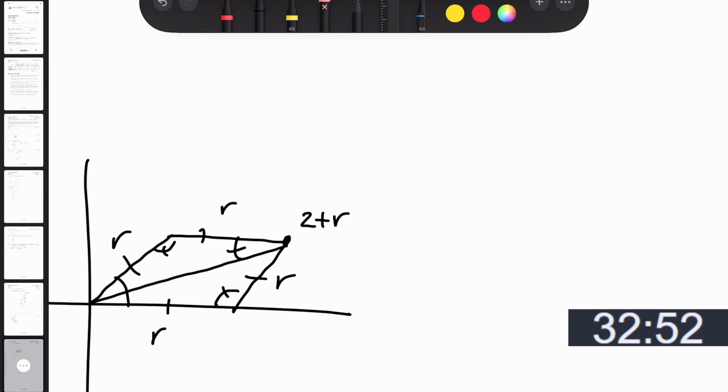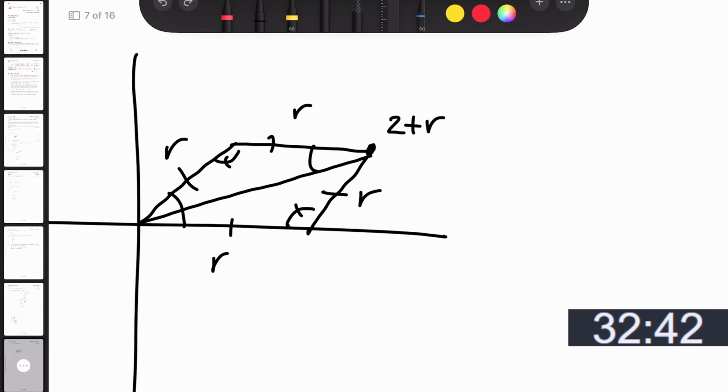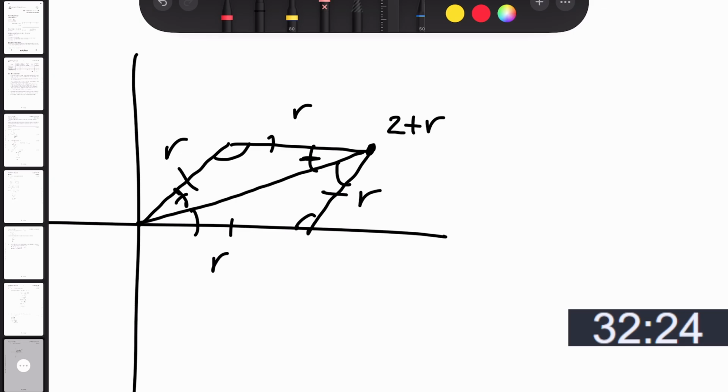Wait, no, because that angle and this angle are the same. Oh, yeah, okay. So, since this is an isosceles triangle, these two angles are the same. This angle and this angle have to be the same, and so do this angle and this angle. And since they are both looking at the opposite side of R, these have to be the same.